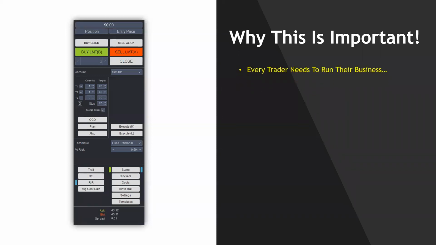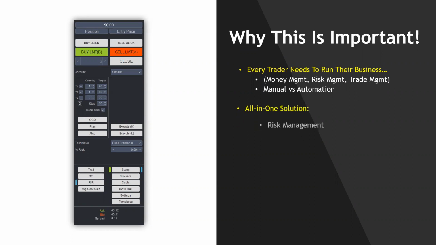Every trader needs to run their business. That involves money management, risk management, and trade management. You have the ability to trade both manually and automated using the EasyAlgo. We've built a signal reader in here that will read chart marker signals from indicators, not just ours, other vendor platforms as well. It's an all-in-one solution. We're going to help you plan risk, trade execution, money management. We can set goals and we can have safety mechanisms put in place so that you don't trade into news. You cannot overtrade or undertrade.